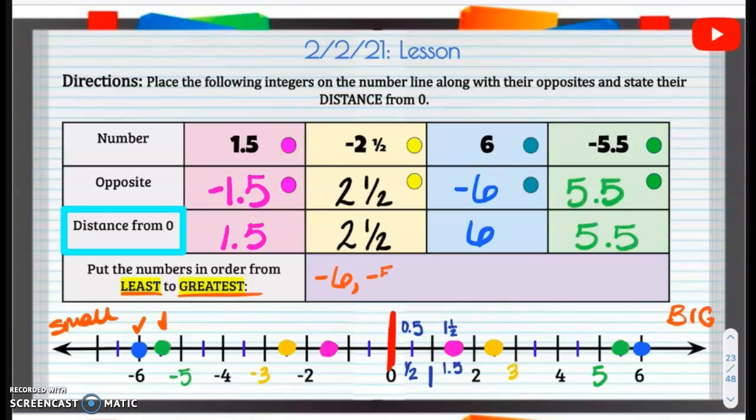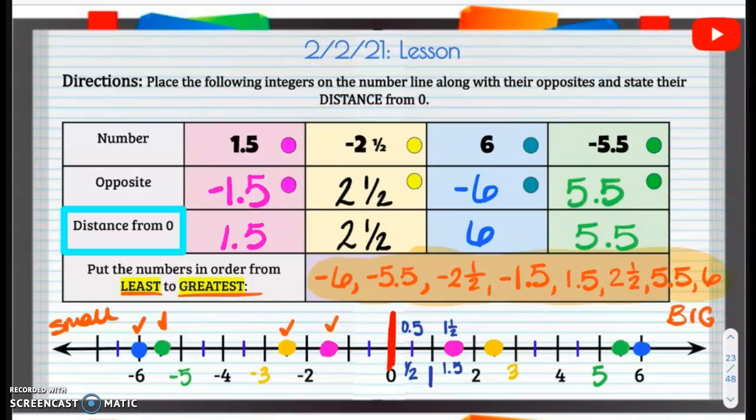-5.5. Then we had that -2.5. Then we have -1.5. Then we'd have 1.5, positive, +2.5, +5.5, and then +6. So that's going to be it for those ones, for putting them in order from least to greatest.